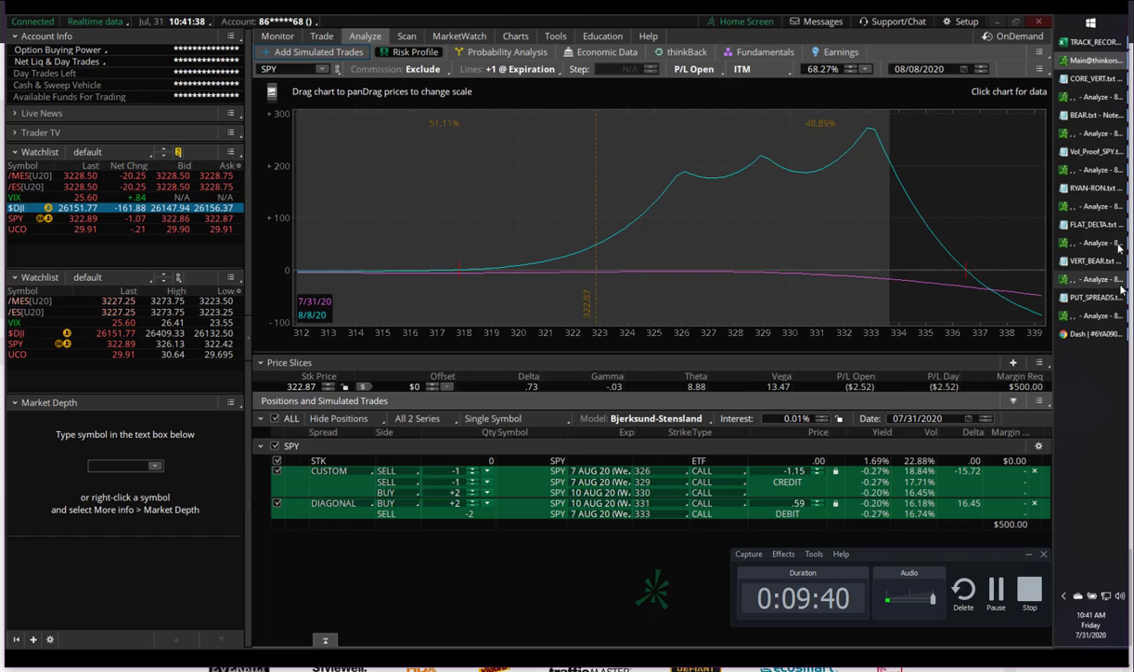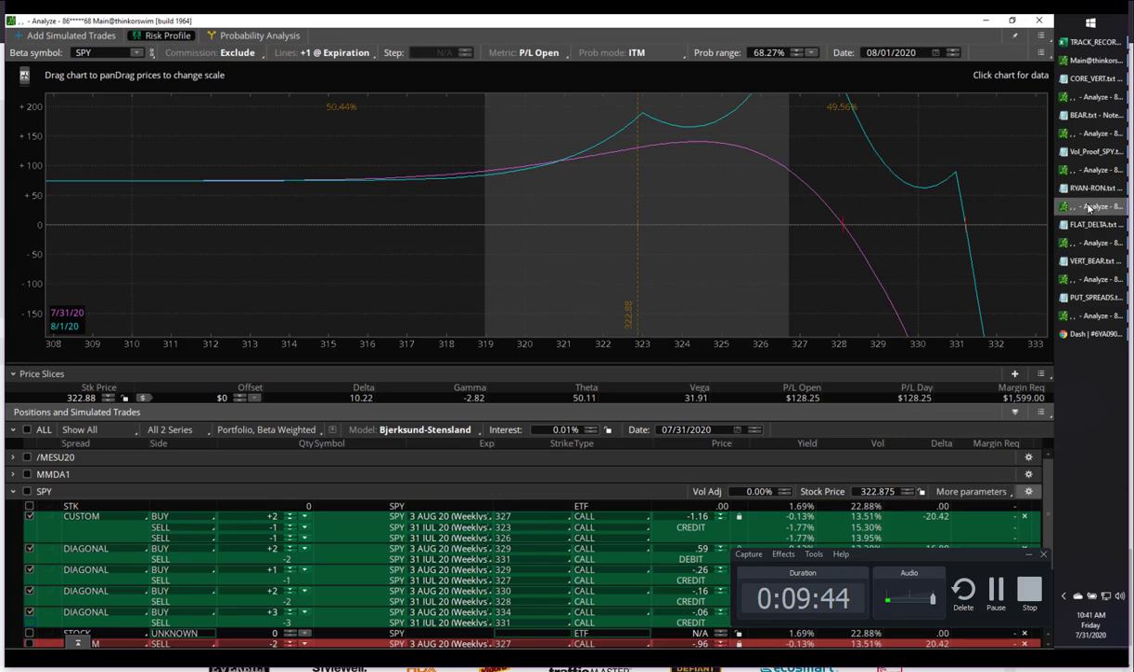The margin is like 1,600 rather than 500, but you're making money instead of losing money. So okay, that's the whole thing.